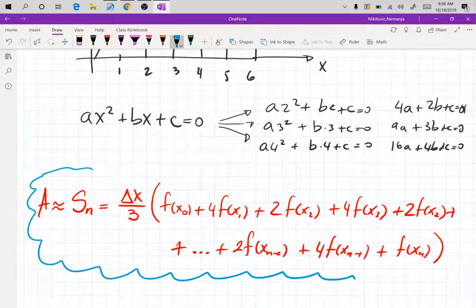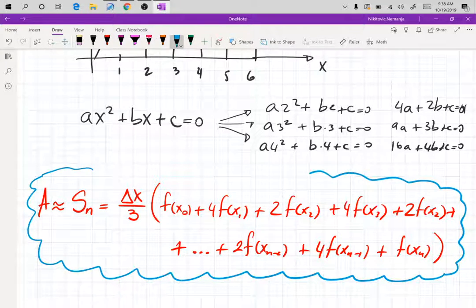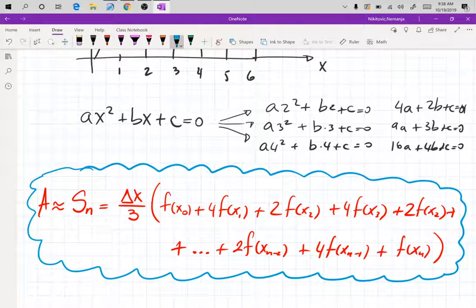Now you will say, do you really have to write all these terms in the formula? Yes, I have to, because you have to see the pattern. And what's the pattern? 4, 2, 4, 2, 4, 2. So 1, 4, 2, 4, 2, 4, 2, 4, 2, 4, 1. Right. So it goes 1, 4, 2, 2, 4, 1.